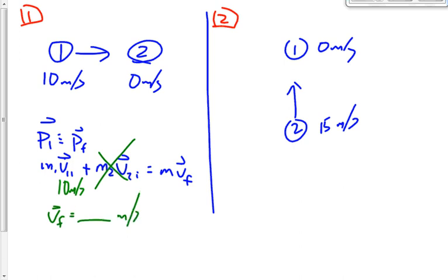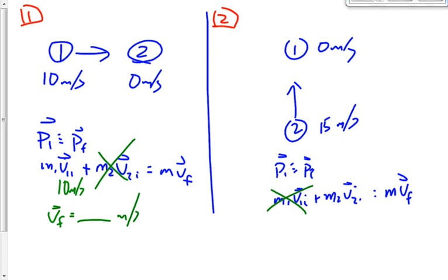We do the same thing over here, but this time it's along the y-axis. Looking at it from above, we would say p_i is equal to p_f: m1 v1i plus m2 v2i equals, again, let's assume they stick together, mvf. This time, this one is 0 because object number 1 isn't moving. We're going to end up solving for vf here.